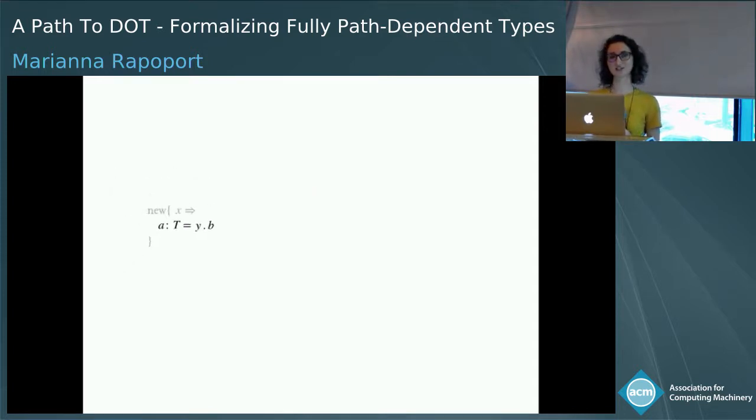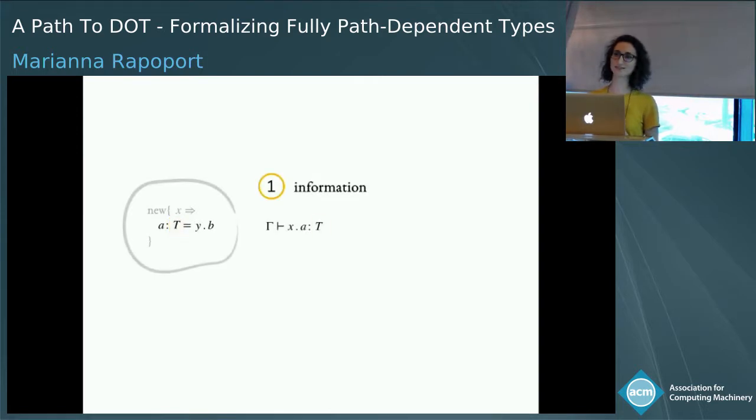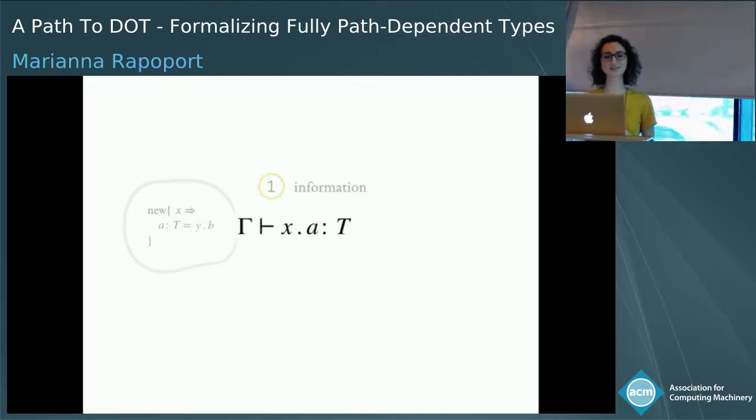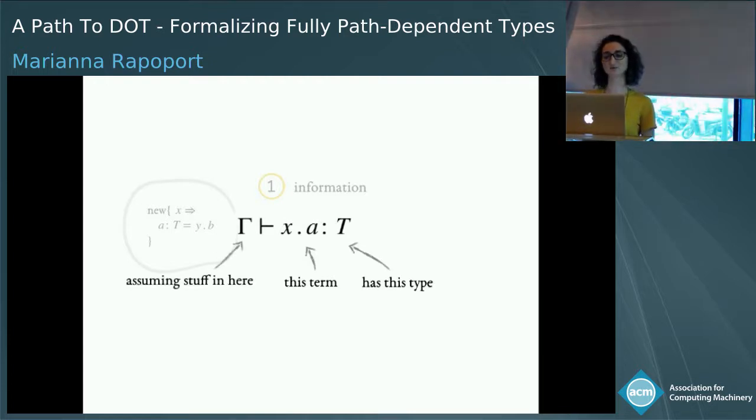So in an object, we assign a type to each field. And this type serves two purposes. The first one is that it provides information about the field outside of the object. And just a quick note on syntax. This means that the term x.a has type t, assuming the typing environment gamma.